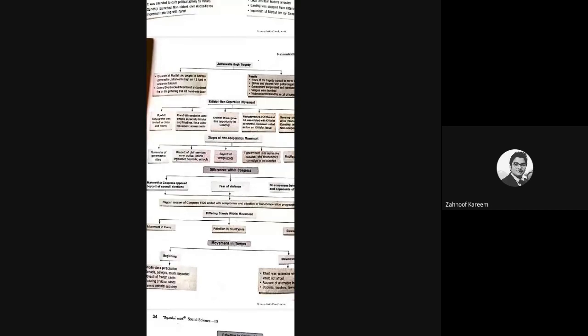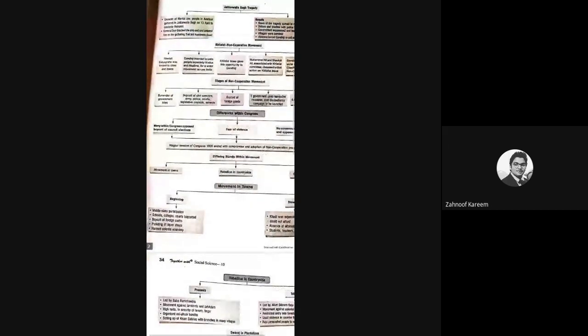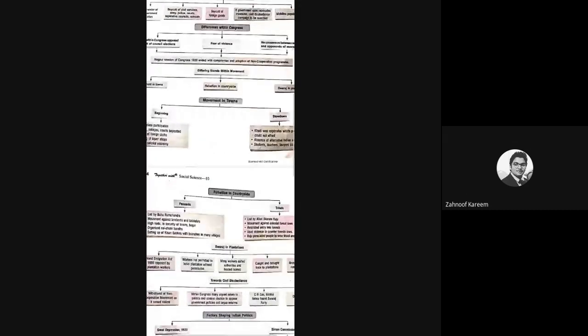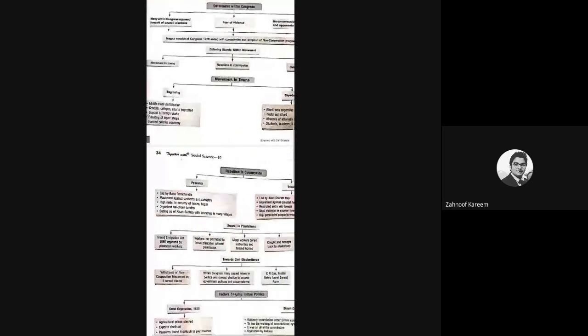Okay, then after that we have discussed the differences within the movements. Especially the non-cooperation movement in towns. So here there were two areas: one is the movements in towns and the other is movements in the countryside. Towns you already know. Students and teachers were trickling back from the schools and colleges, and there was middle class participation. Boycott of foreign clothes, and liquor shops were picketed, like that.